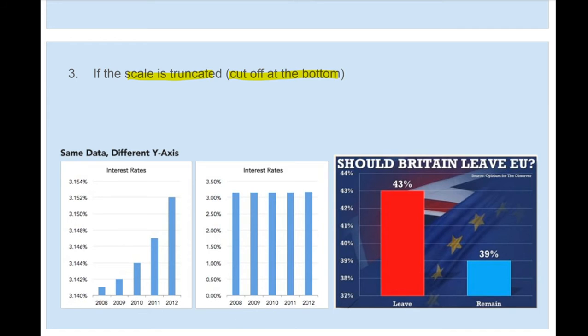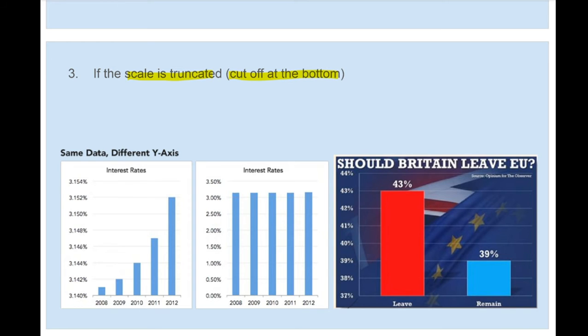Looking at the two graphs, one looks like there's a drastic increase, and one looks like there's almost no increase at all. So again, the scales are proportional. They're increasing by the same amount every time. The data is the same, it's just one starts at 3.14 and one starts at 0. So again, it might be a little bit misleading in terms of how big the increase actually is.